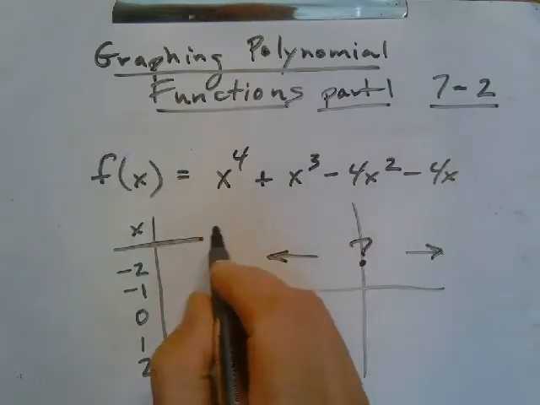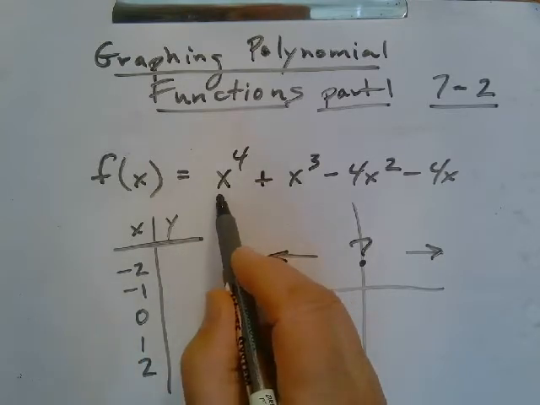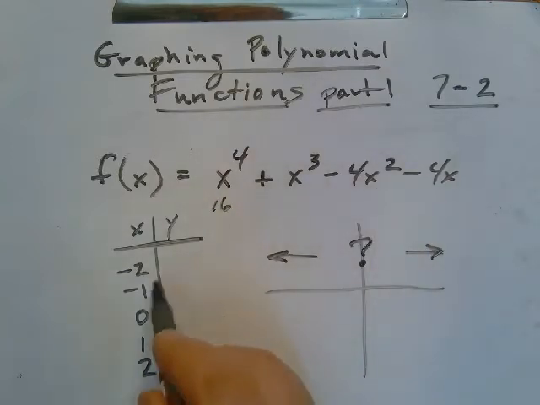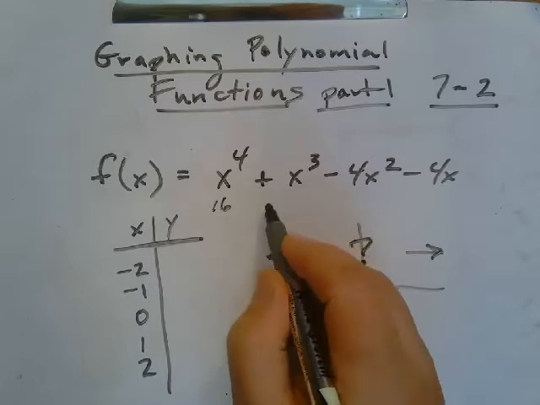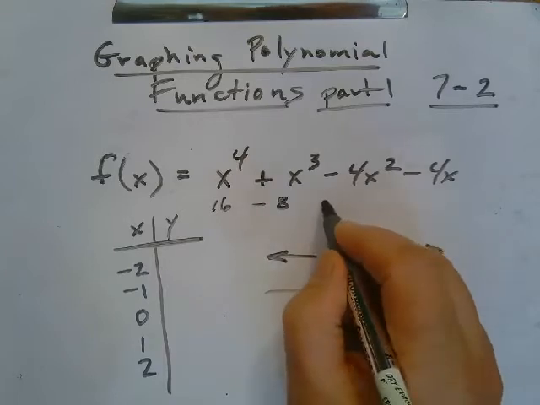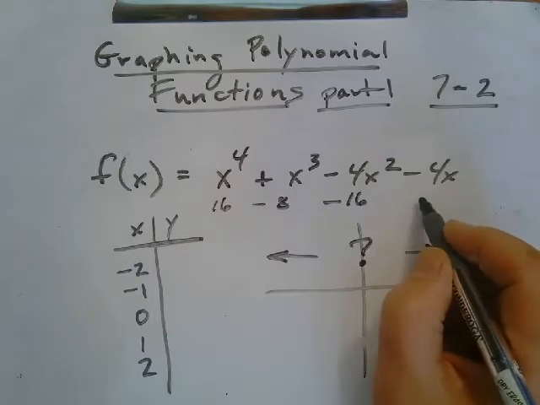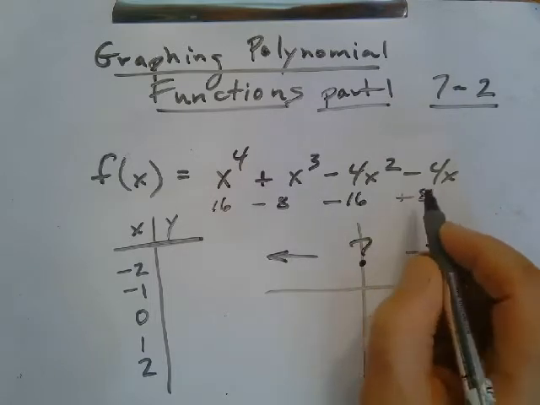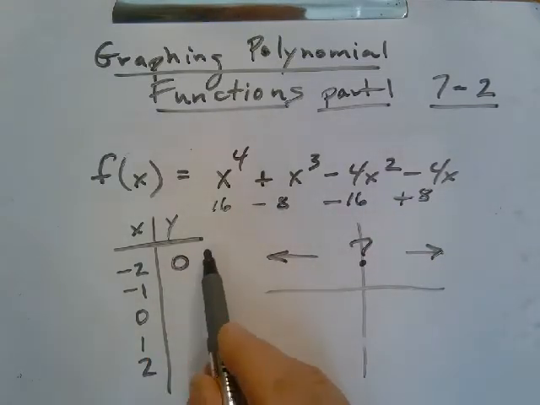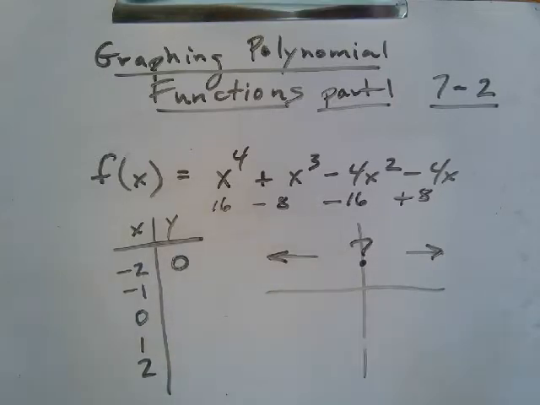Let's do the first one just for the fun of it. If we stuck -2 in here, -2 to the 4th power would be a positive 16. And -2 to the 3rd power would be a -8. And -2 squared is 4, times -4 is a -16. And -2 times -4 is a positive 8. It turns out that this actually adds up to 0. So that one wasn't too hard to calculate, and we did find one, but all of these would take quite a bit of arithmetic to calculate.